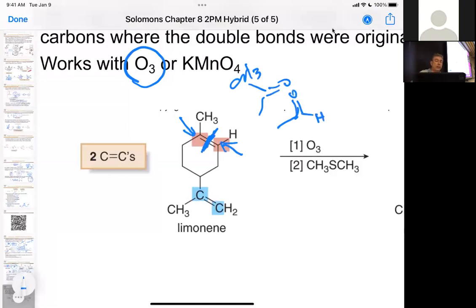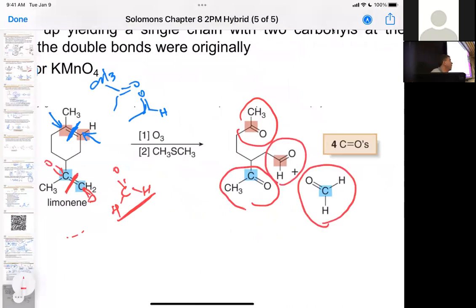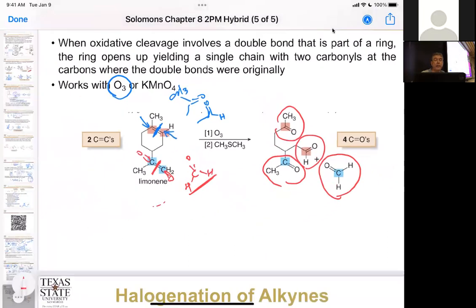But what's going to happen over here? If we do the same thing over here, this is going to break to give us a ketone again. We're going to have our carbonyl here. And then this is going to break to give us formaldehyde, a gaseous aldehyde product, because it's a carbonyl with 2 hydrogens on it. That's the simplest aldehyde we have. Okay, so that means our products are going to be a ketone, an aldehyde, and an aldehyde. All right, now let's do this with permanganate.